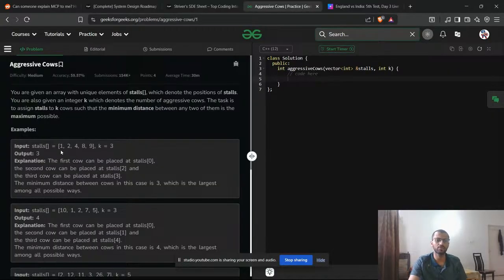So position of stalls is one stall is at 1, another is at 2, 4, 8 and 9. We have 3 cows. First cow can be placed at stall 0, so it comes at 1. Second cow comes at stall 2, at 4. Third cow can be placed at stall 3. Minimum distance between cows in this case is 3, which is the largest number possible.